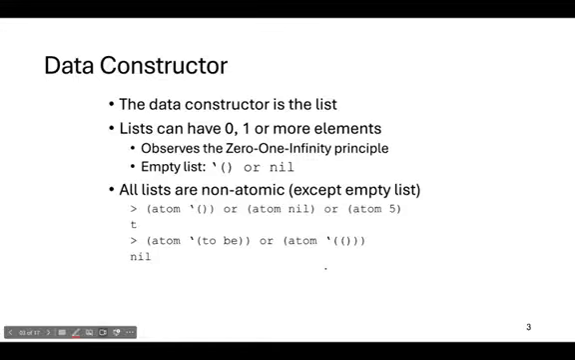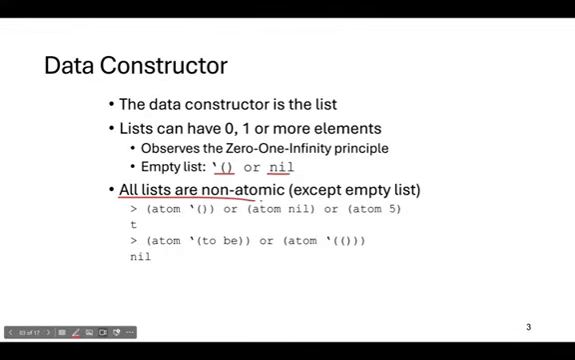The list is considered the principal data constructor in Lisp, and you can use atoms to construct your lists. The list can be empty, so it can have 0, 1, or more elements, and that brings us back to the 0-1-infinity principle. If we want to represent an empty list, you can use empty parentheses, or you can use the word nil to represent that we have an empty list.